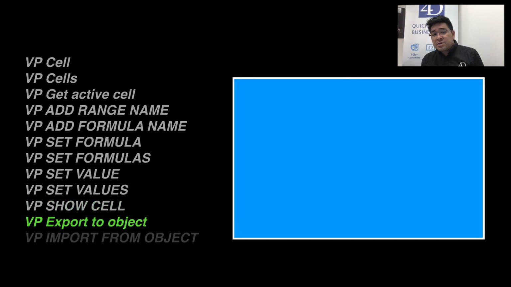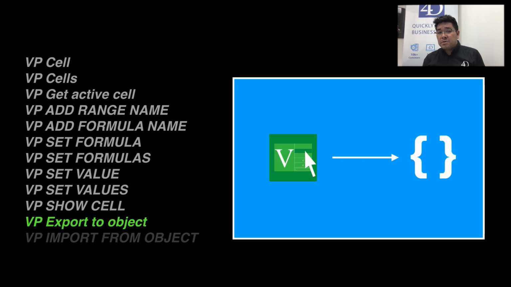Now the next command lets you pretty much convert your 4D View Pro document into an object. Now once it's in the object form, you have your decision to make whether you want to save it, store it somewhere, or manipulate it any way you want. Now, if you are one of those people who likes to live dangerously, you can even modify your object and then convert it back to 4D View Pro using the command VP IMPORT FROM OBJECT.